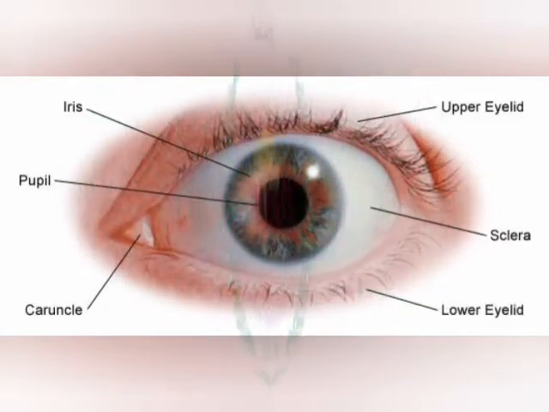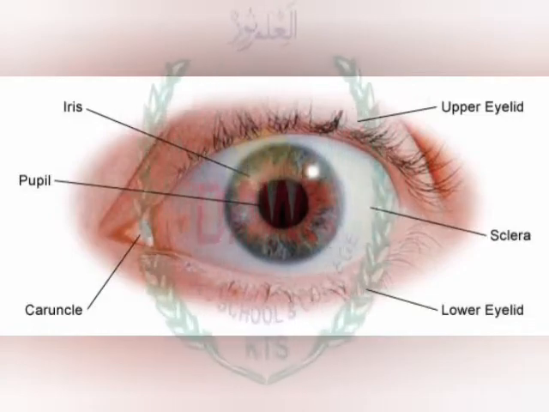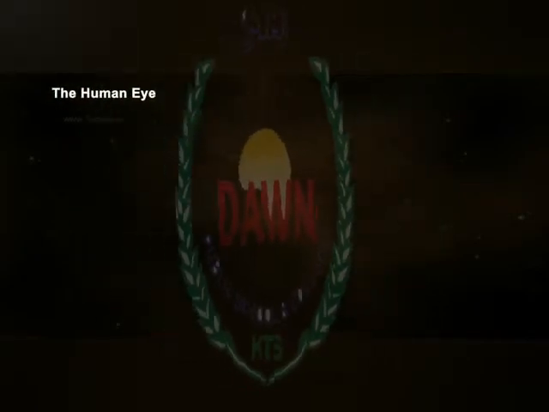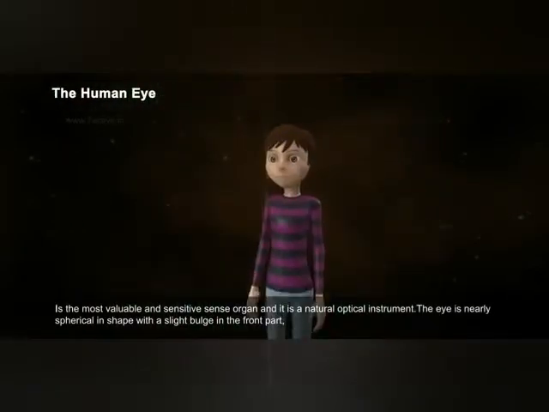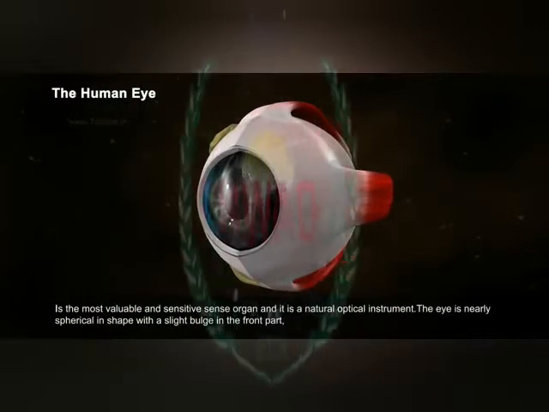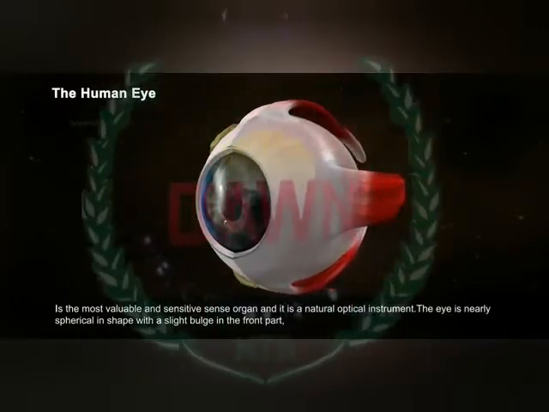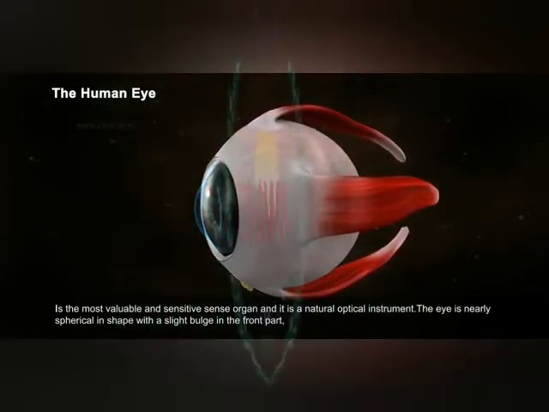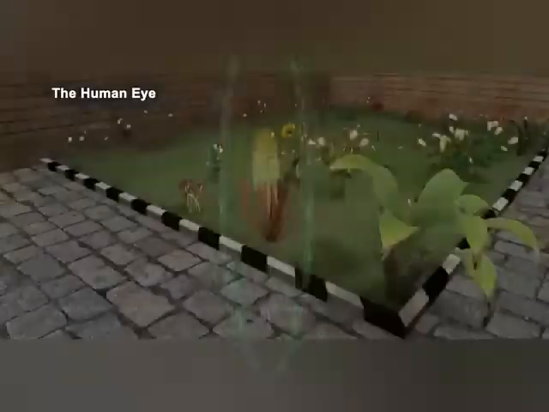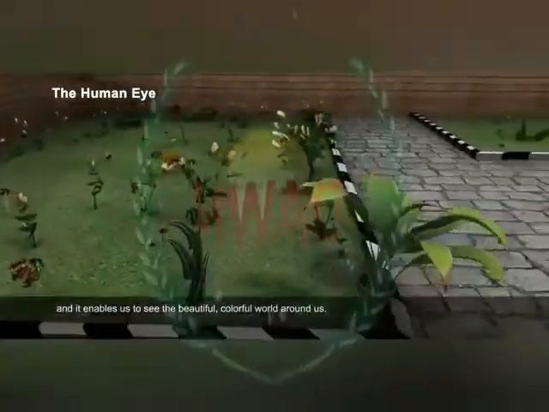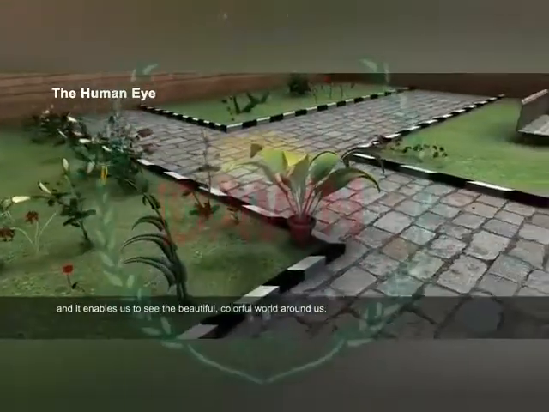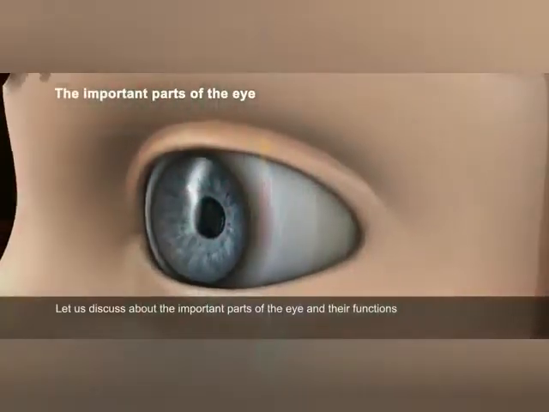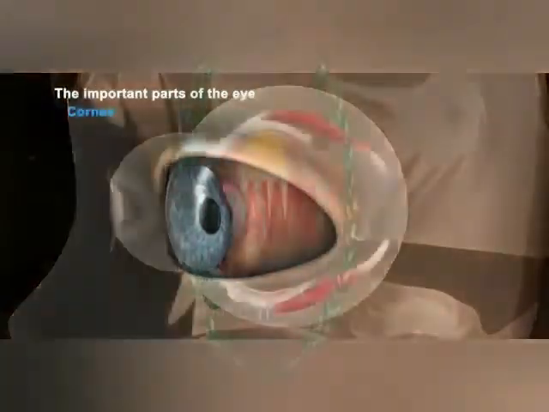Now I will discuss the structure of an eye. The human eye. The human eye is the most valuable and sensitive sense organ, and it is a natural optical instrument. The eye is nearly spherical in shape with a single bulge in the front part, and it enables us to see the beautiful, colorful world around us. Let us discuss about the important parts of the eye and their function.